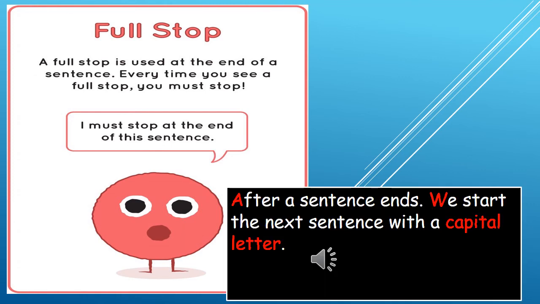Remember, after a sentence ends, we start the next sentence with a capital letter. So if we look at the writing in the black square, A after has a capital. A sentence ends. Full stop, we put a space, and then we start with a new capital W for we. So remember, after a full stop, we must use a capital because it shows the start of a new sentence.